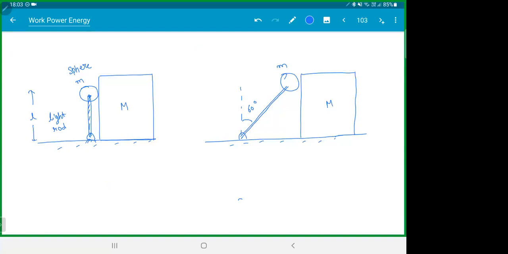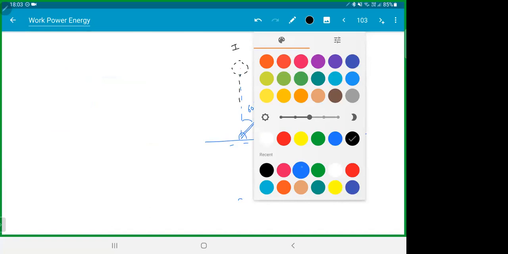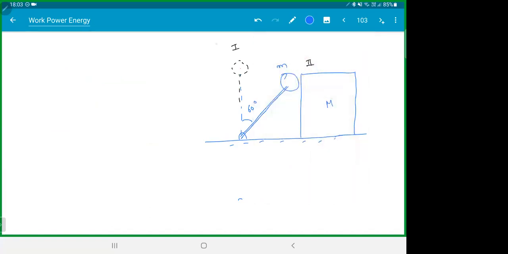Initially this is at rest. So initially the sphere was here. This was your state 1. This was your state 2. So from here to here, when it has fallen, this length is L. This length will be L cos 60, that is L by 2. And this length is also L by 2.